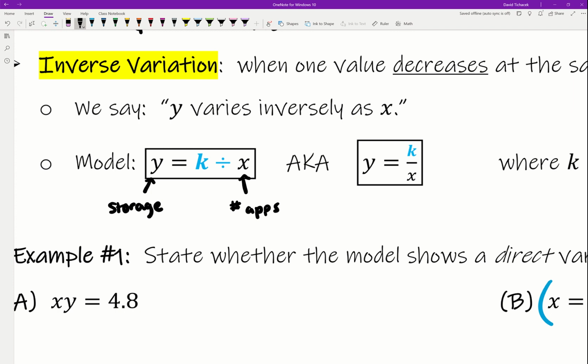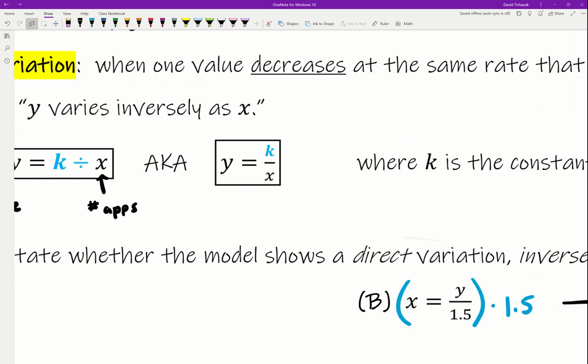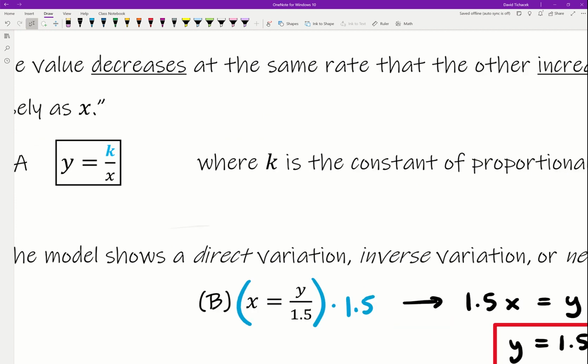And so this is something that's different from a direct relationship where both of my unknowns are growing together. What we have here is as one quantity grows, the number of things on my phone, the other quantity gets smaller and smaller, so the amount of storage space on my phone, okay? And so that's an inverse variation. As one value decreases, the other increases, okay?